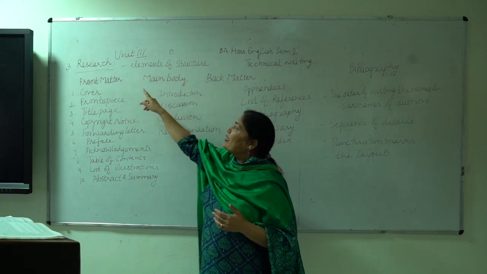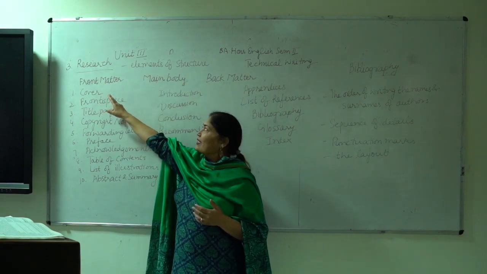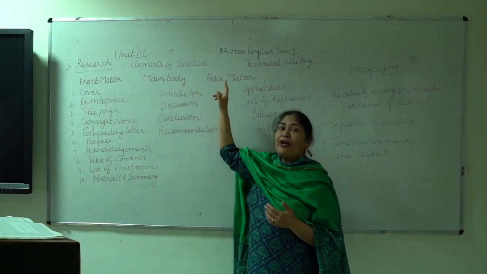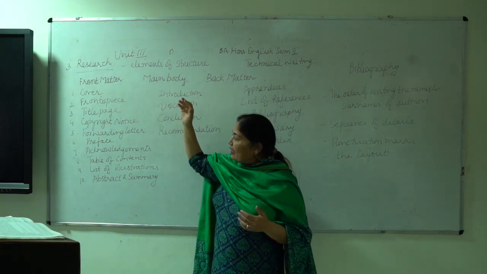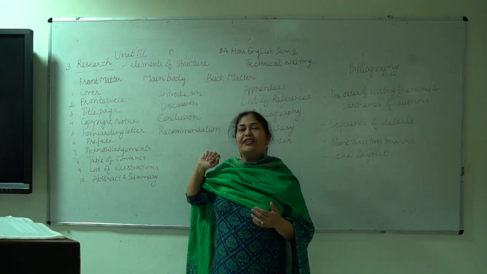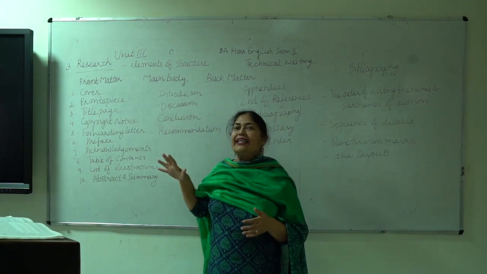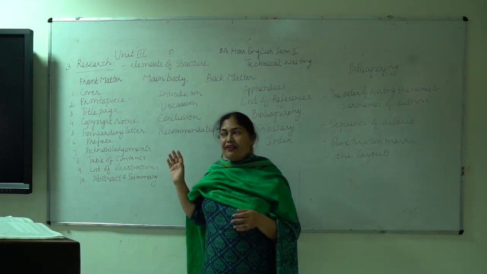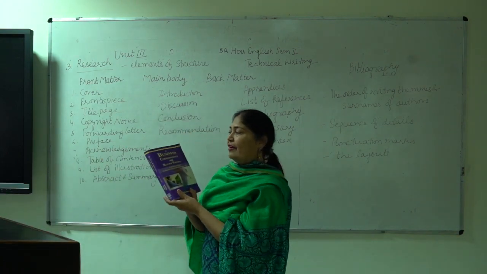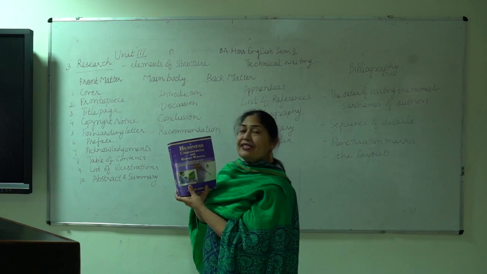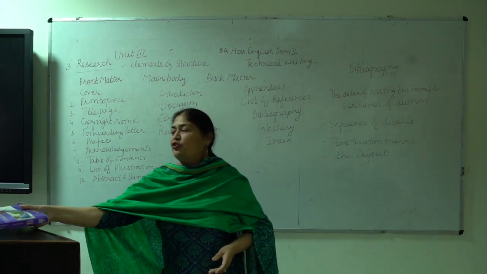Under elements of research, there are three topics: front matter, main body and back matter. In front matter, there will be 10 topics that you have to write in detail about. Everything is available in the book that has been prescribed in your syllabus, that is Business Correspondence and Report Writing.